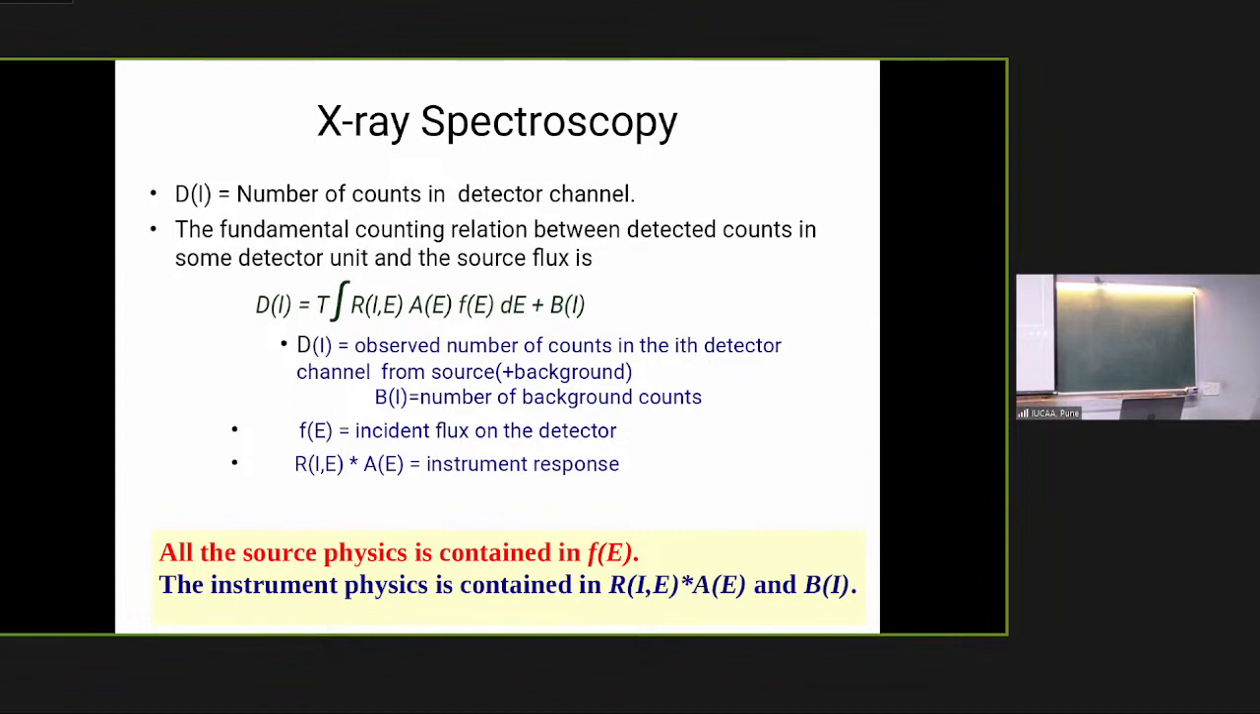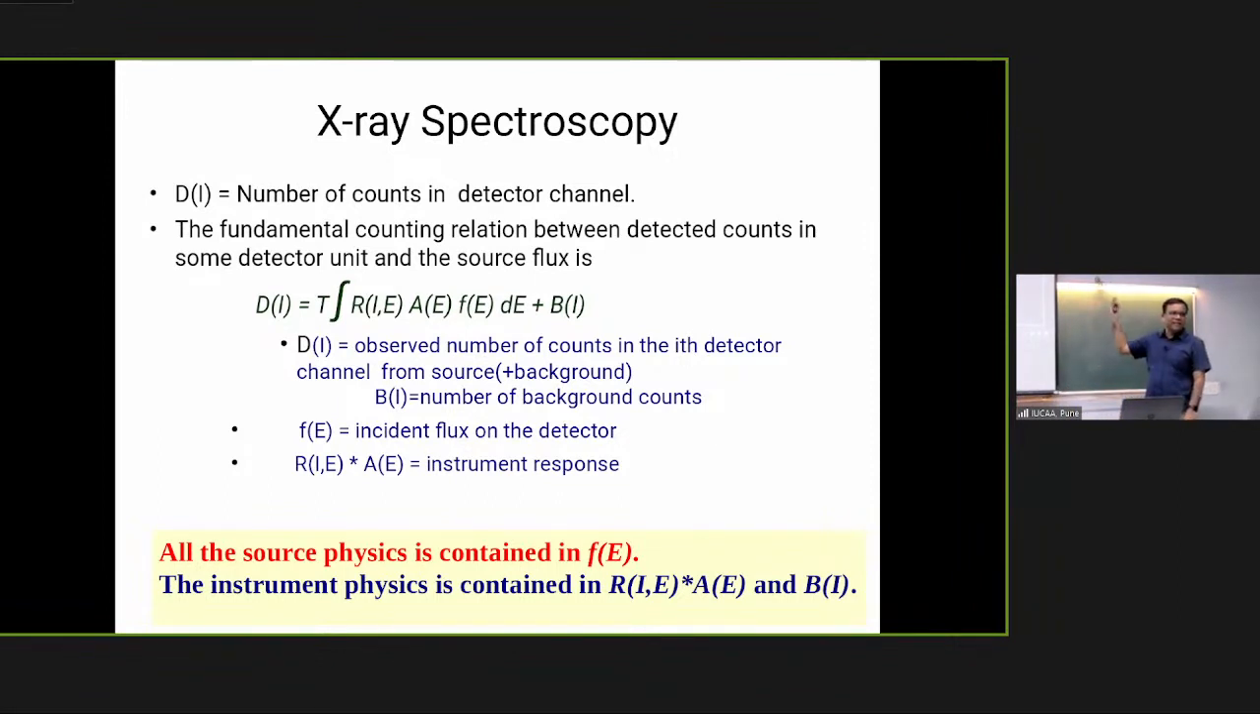There are all sorts of instrument complexities. At some energy, more photons will be detected, and at other energy, fewer photons will be detected because of the efficiency of the detector. The instrument is a function of energy. At some energy, the X-ray optics cannot reflect that well. At other energies, the X-ray optics may reflect well.